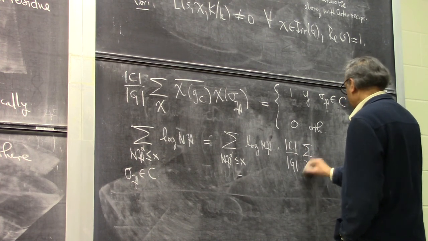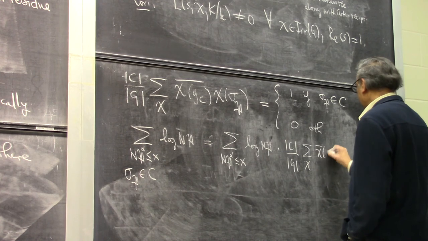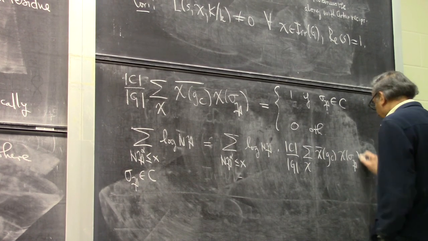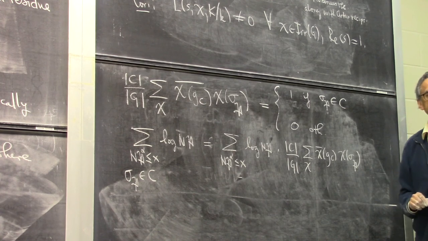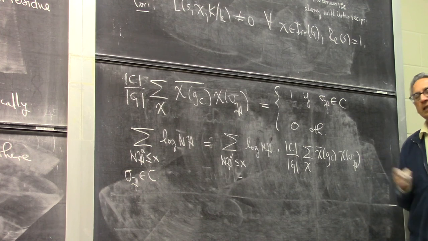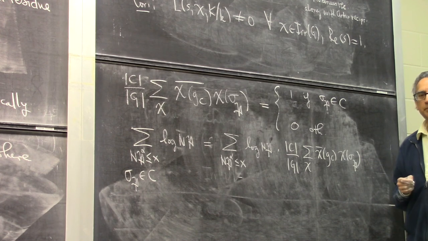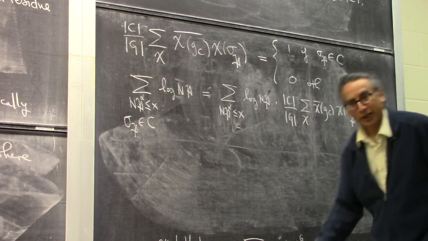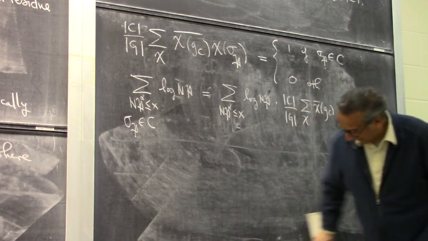Summation over the irreducible characters chi, chi bar of GC, chi of sigma p. So I rewrote the whole thing in this fashion, because this guy inside is 1 precisely when sigma p is in C and 0 otherwise. Okay. What do we do when we see two sums? We interchange, apply Fubini's theorem.